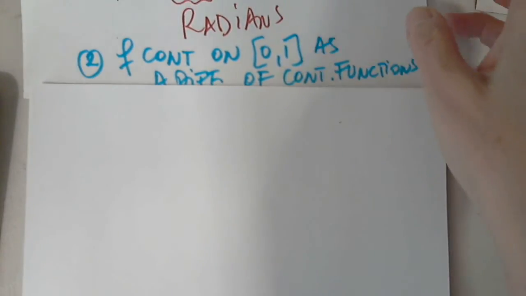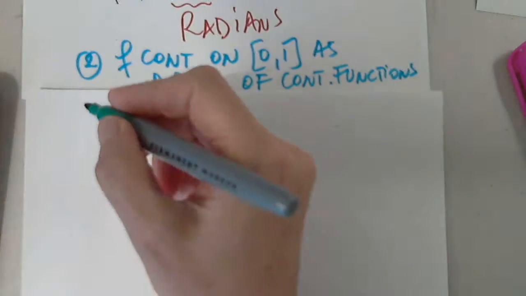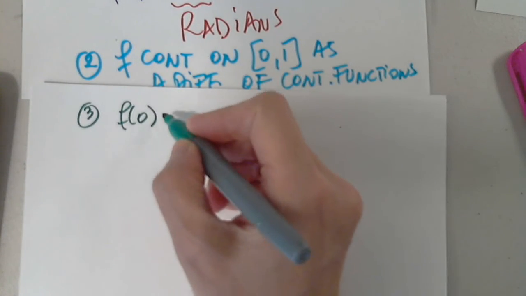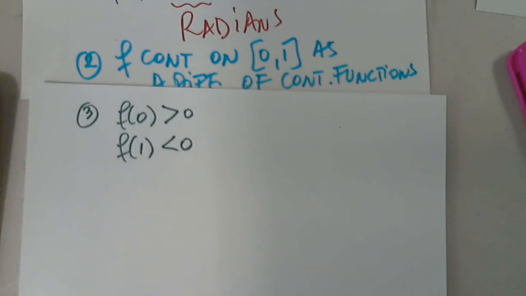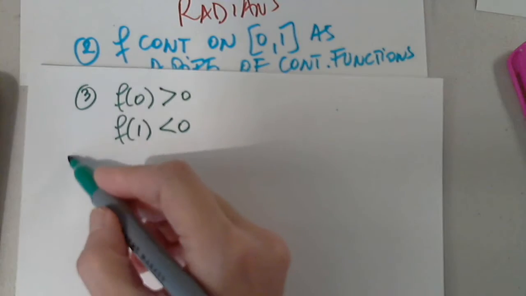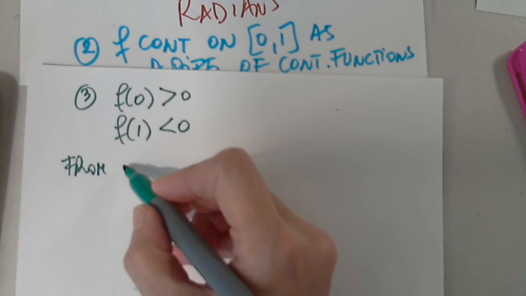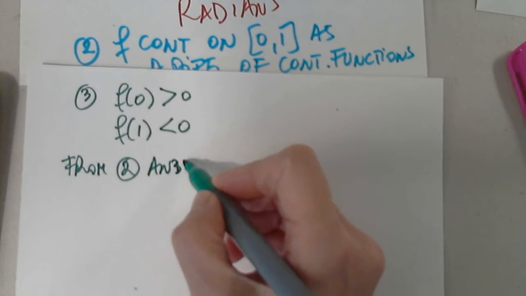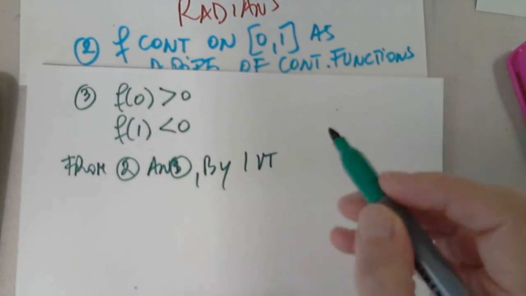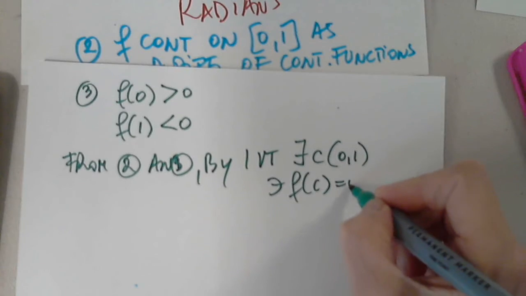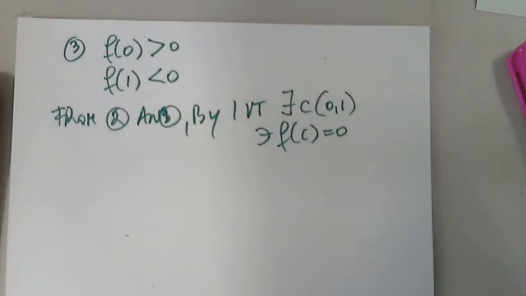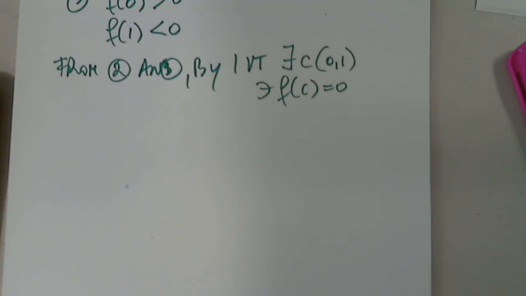Okay. And then in part 3, I will say that f of 0 is a positive number. I don't even have to copy what it is. And f of 1 is a negative number. From 2 and 3, by IVT, there exists c in the interval 0, 1 such that f of c is 0. And it's done. Now, if you ask me what c is, I'll say, sorry, I don't know. I know it's somewhere between 0 and 1, which is huge.